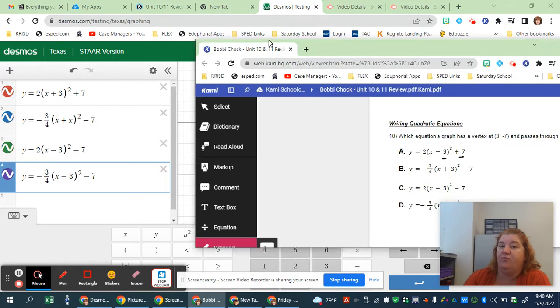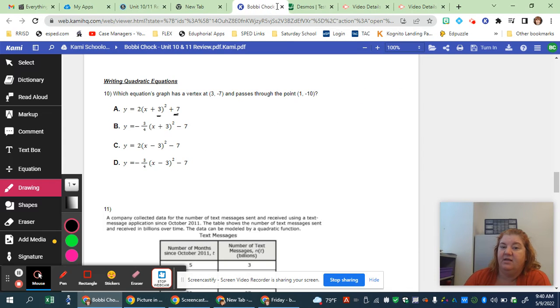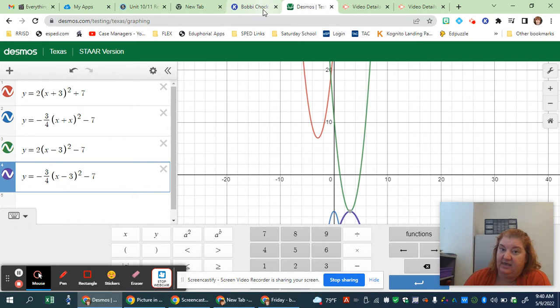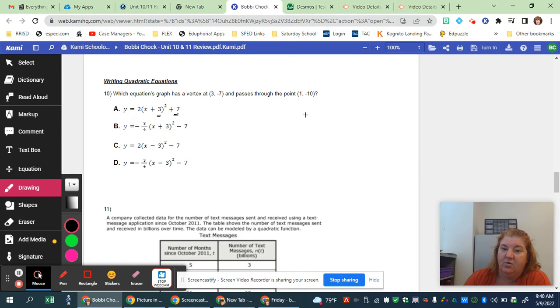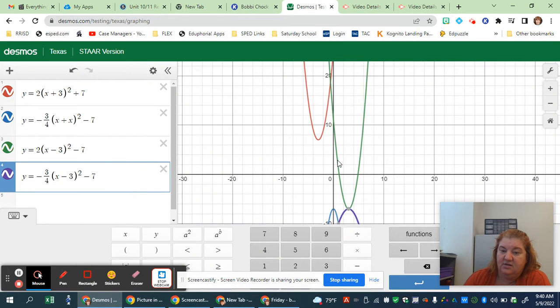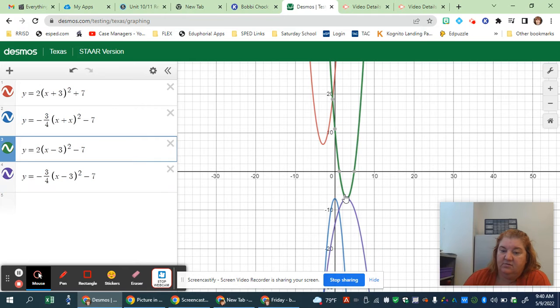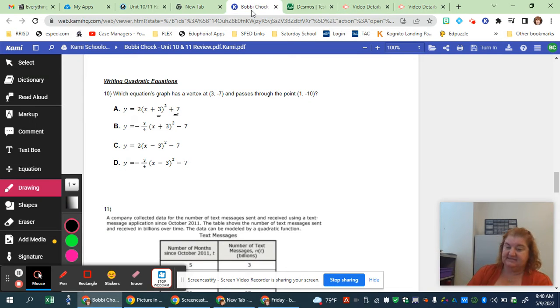Now I'm just looking for the one that passes through 1 and -10. Okay. Passes through the point 1 and -10. Let me show that to you again. 1, -10. So down here, there's 1, -10. So that means it has to be the purple line. Okay? So that's how you do that problem. It's this one right here.